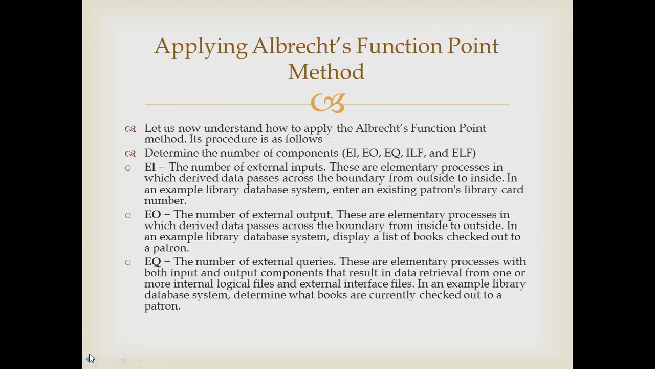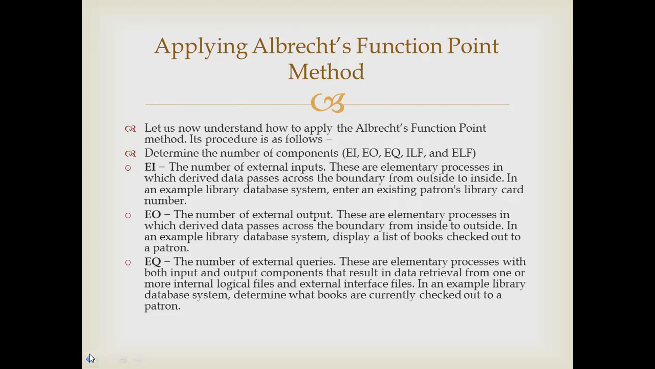Now, EI is the number of external inputs that cross the boundaries of the data, and this will help us to understand. For example, a library card number. Enter an existing library card number. When we go to the library, we have a unique number; if you enter it, your details will be shown. That library card number is an example of an EI, that is external input. The input we enter from the keyboard passes the boundary line of the process.